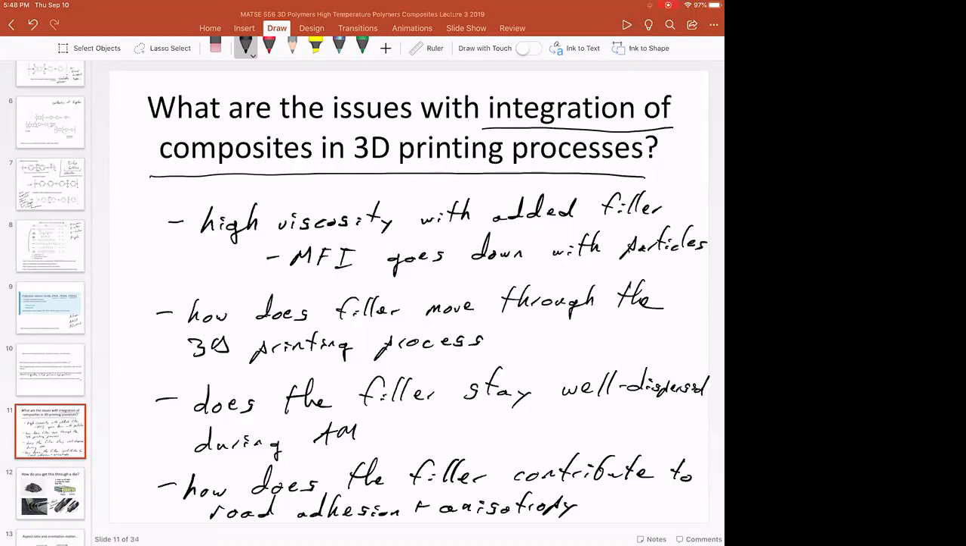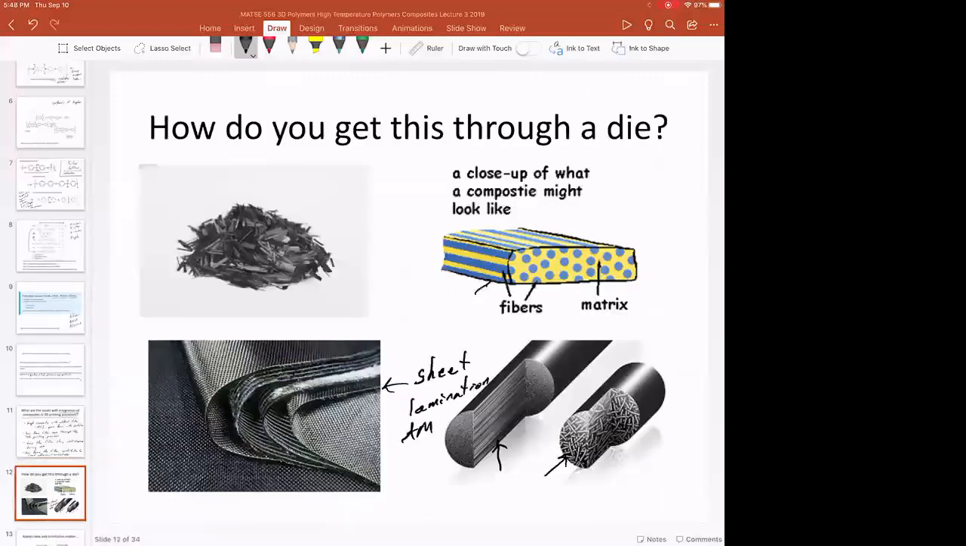So any more comments on this slide, or any questions that people have or comments they want to make in terms of chiming in on what difficulties we might encounter as we try and do composite AM? All right, well, we'll keep going.